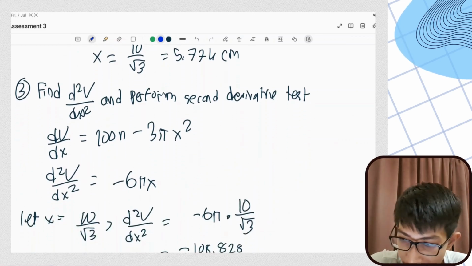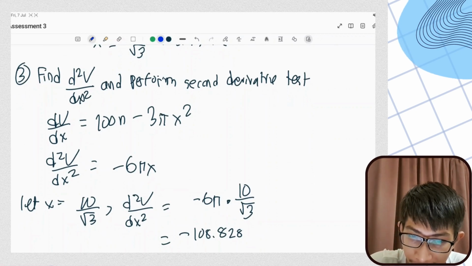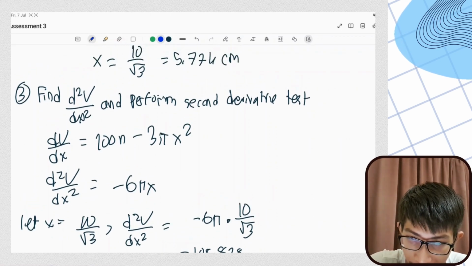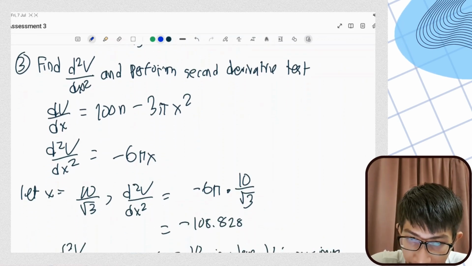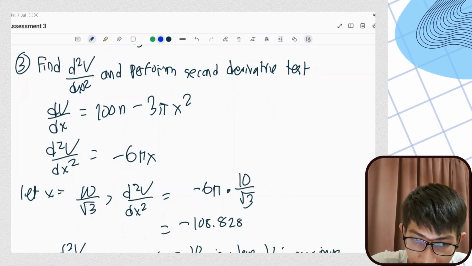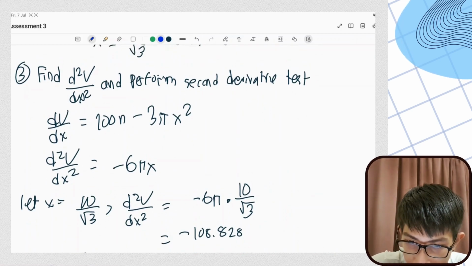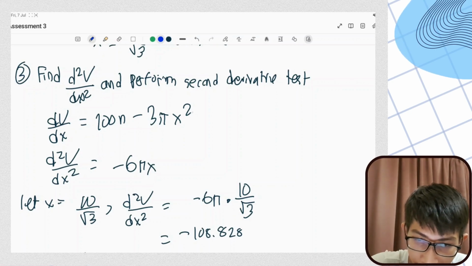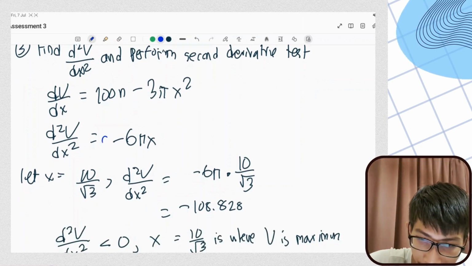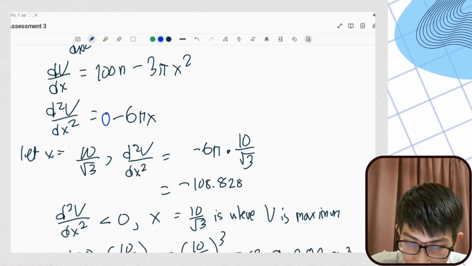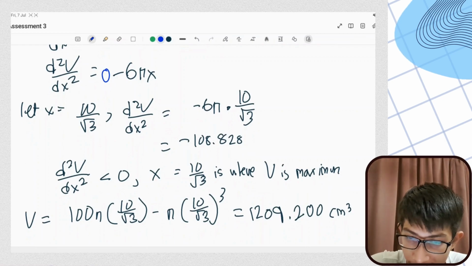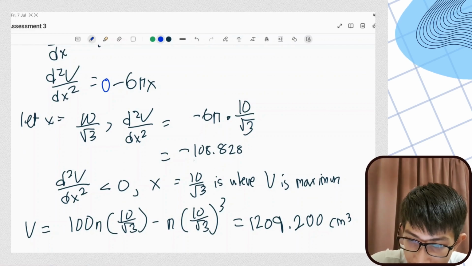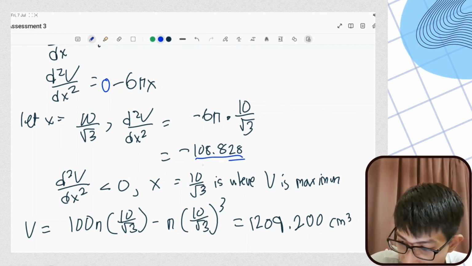Next, we will need to find the second derivative and perform the second derivative test on this value of x, so we can determine whether it is a minimum or maximum volume. So we have dV/dx equal to 100 pi minus 3 pi x squared. We will differentiate it and we will get 0 minus 6 pi x. Then we will insert the value of x equals 10 over square root of 3 back into the second derivative, and we get that the value of the second derivative for this value of x is negative 108.828.